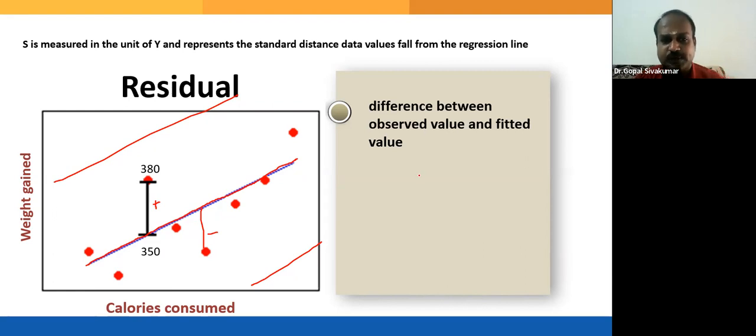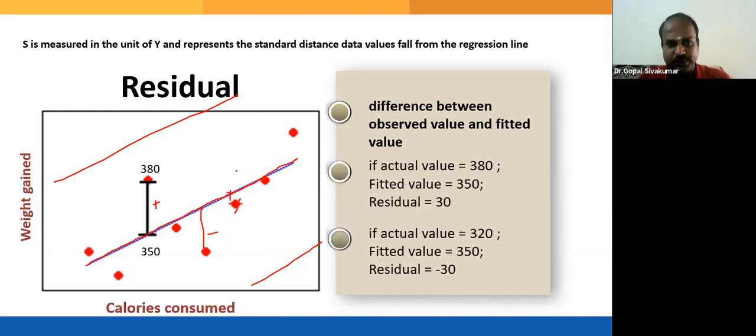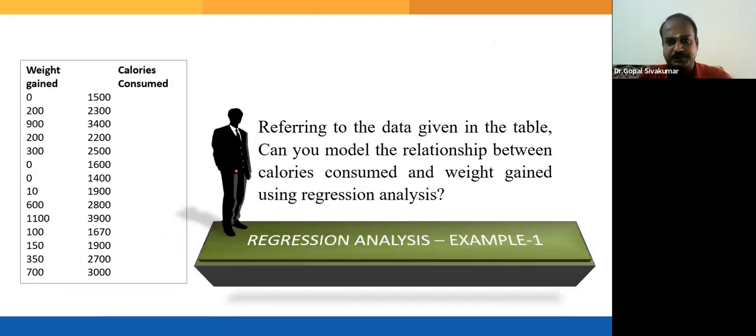So residual is the difference between the observed value and the fitted value. The fitted value is the point on the blue color line. The red color points are the observed values. The blue color points are the fitted values. If there is a difference, that is called residual. Residual can be positive, residual can be negative, because you are seeing approximately half of the points above the line and half of the points below the line, so you will have both positive and negative, right?